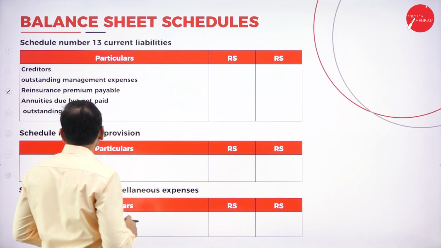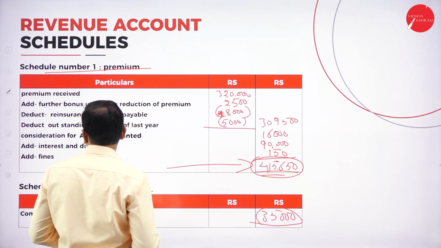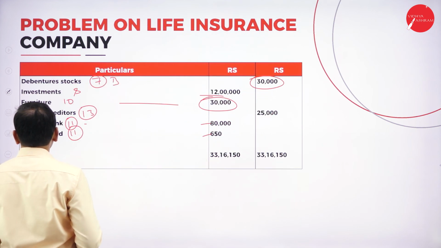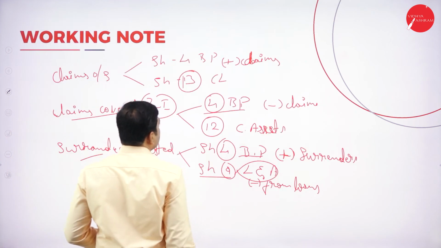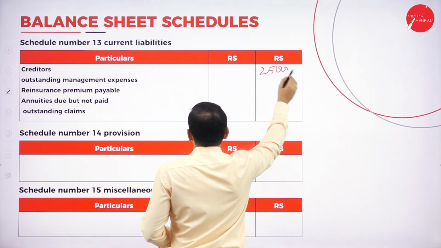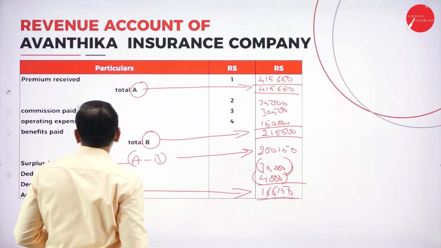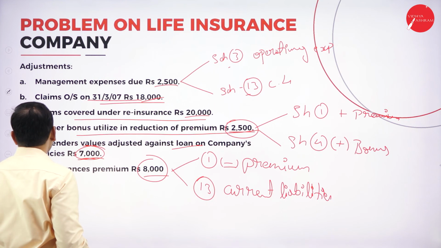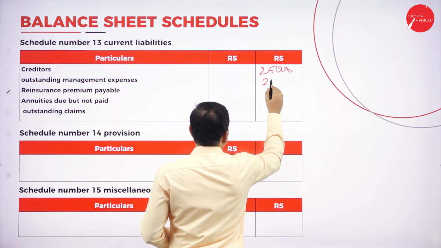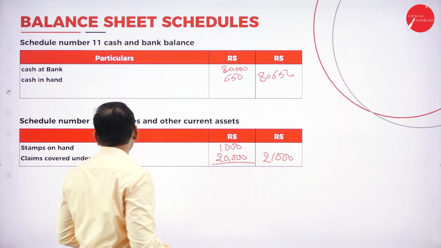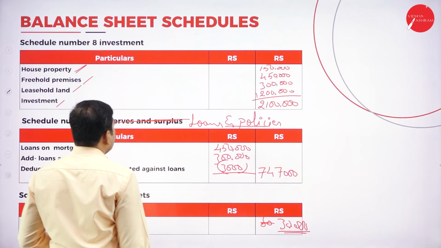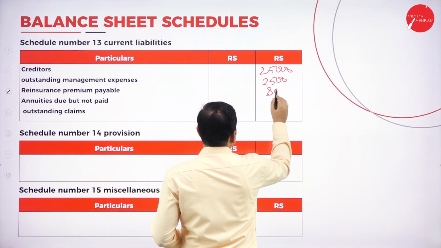First one, creditors. Let's look at the value of creditors here. Sundry creditors is 25,000. So let's write 25,000. Again, outstanding management expenses, it is an adjustment. Look at the outstanding management expenses, it is 2,500. Again, reinsurance premium payable. So reinsurance premium is 8,000.